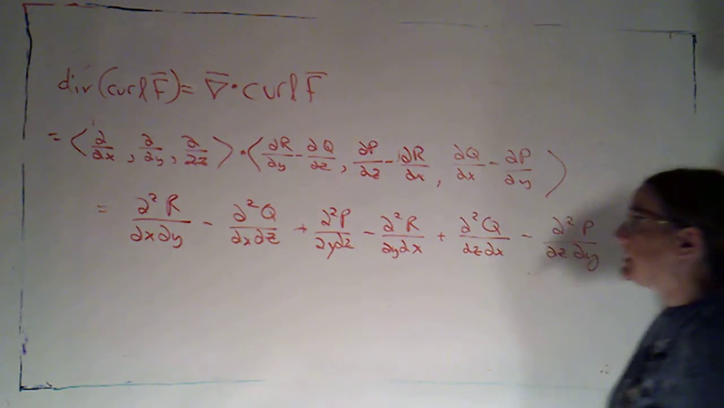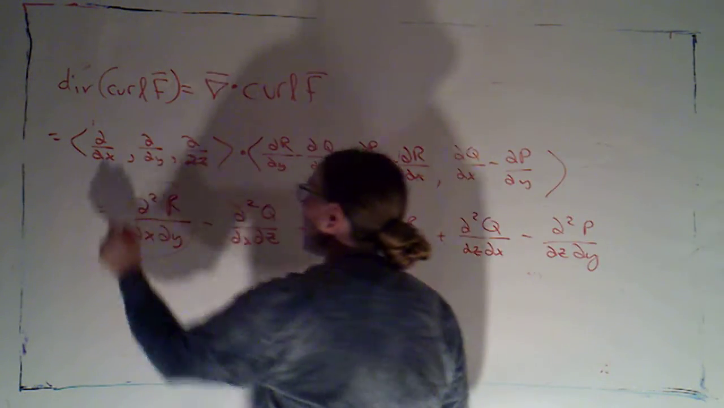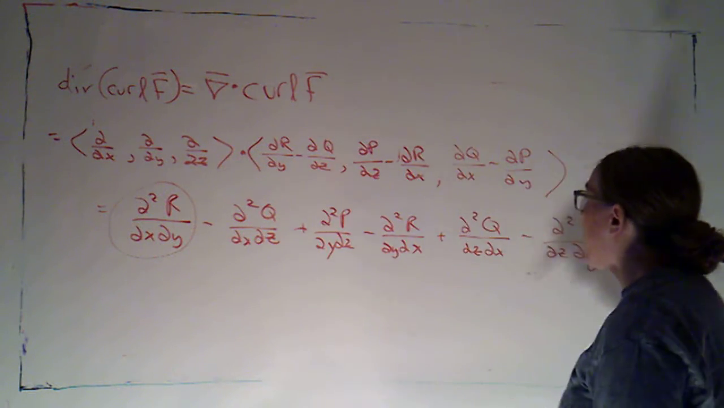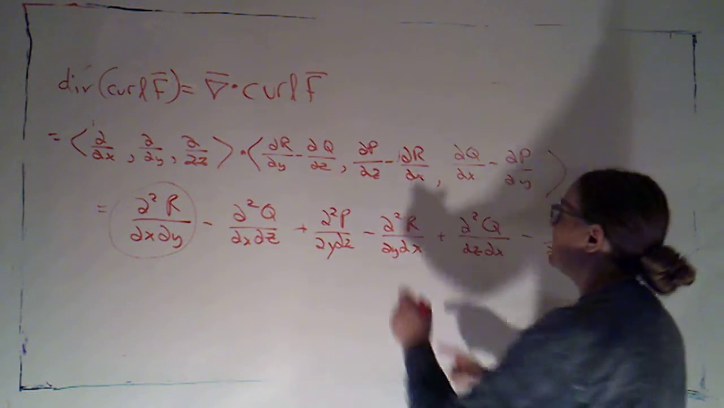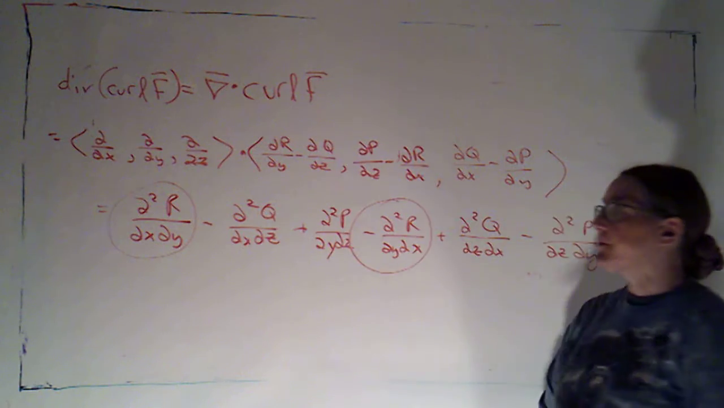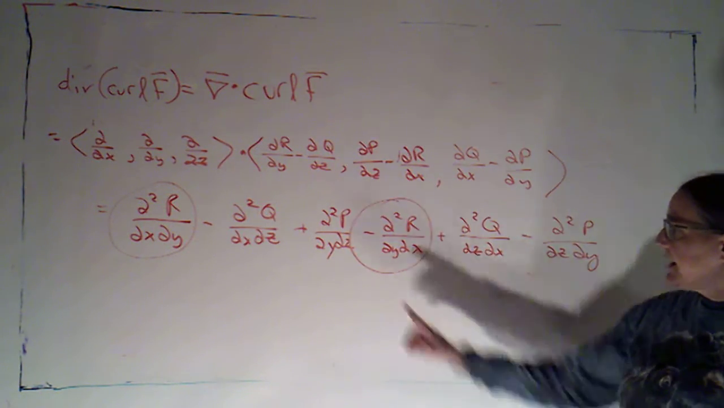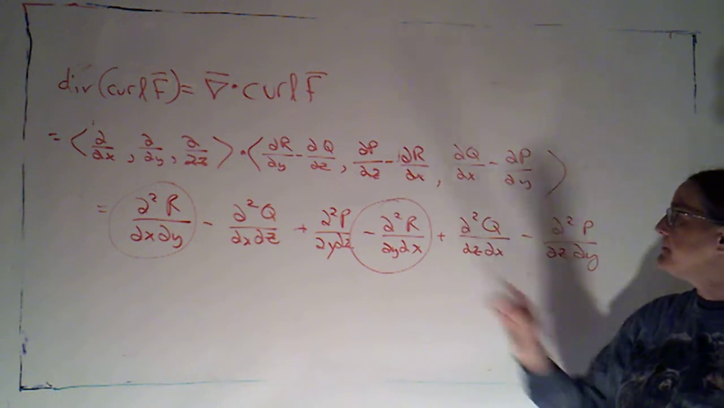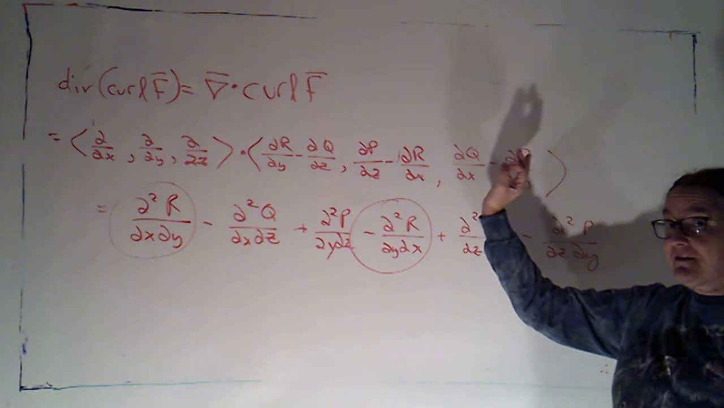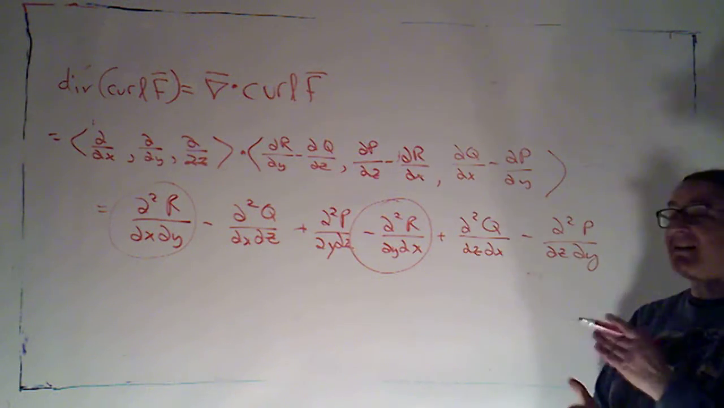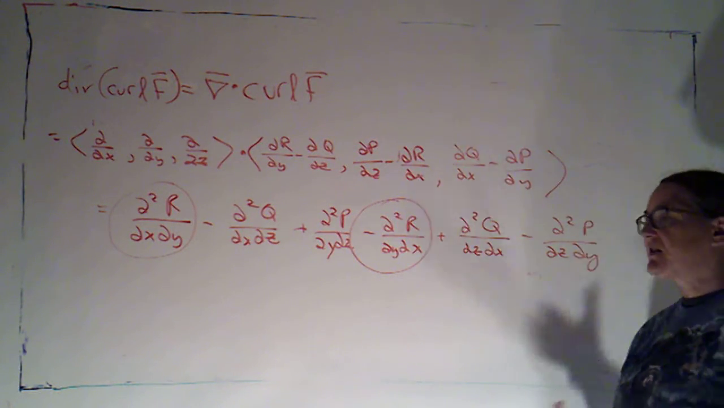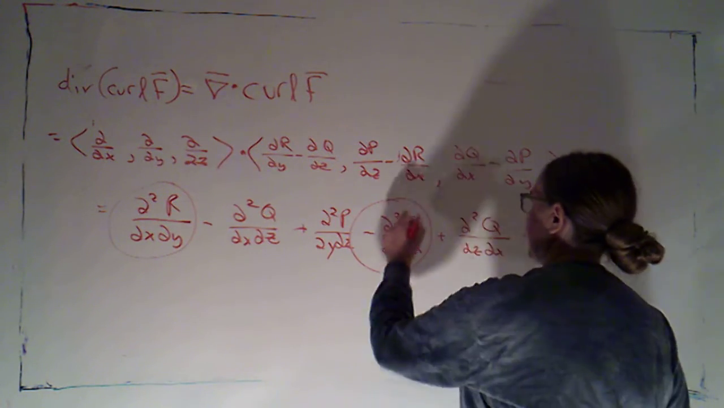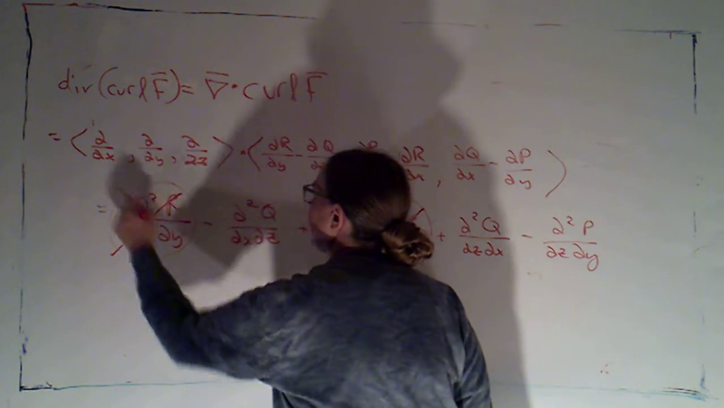So let's take a look. This one had some r's in it, and that was the mixed second partial of r with respect to x and y. There's the other mixed second partial of r with respect to x and y, and this one's negative, so they're going to cancel each other out. Now, remember, we did suppose that the second partials of p, q, and r were continuous. If they're not continuous, we don't know that the mixed partials are equal, but since they are, they're equal. These guys cancel each other out.